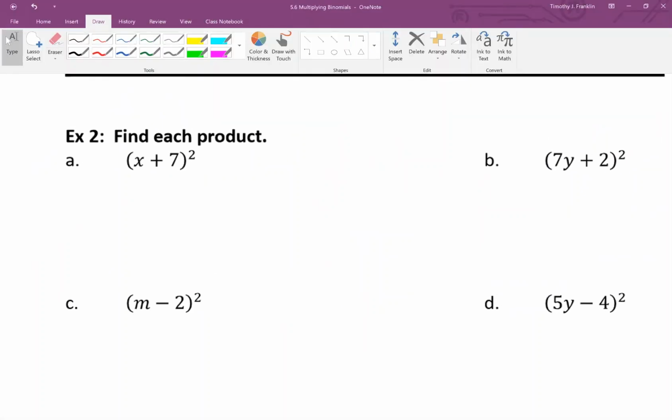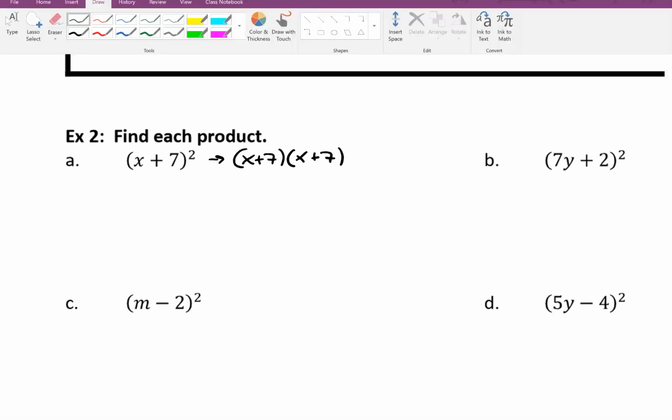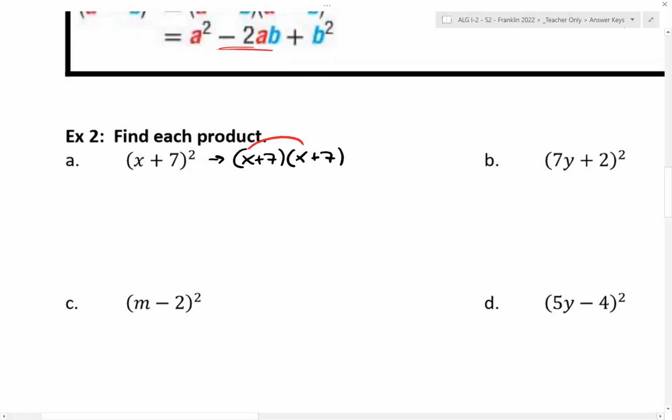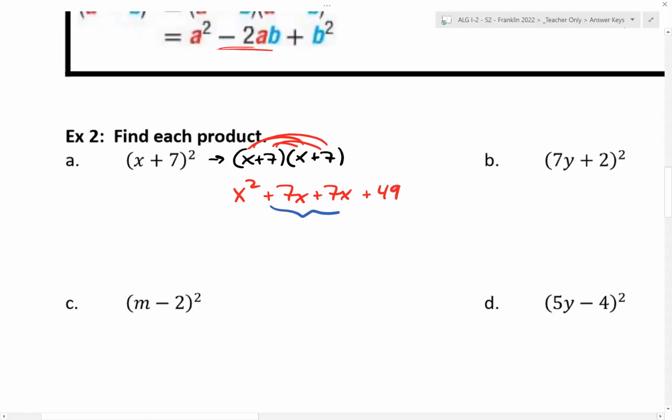Okay, so let's find that product here. Let's just do these. And again, to be safe, you can just write them out. (x + 7) times (x + 7), and then do that multiplication. So x times x is x squared. 7 times x is 7x. We get another 7x, and then a 49. And so those will combine in the middle. We have x squared plus 14x plus 49.